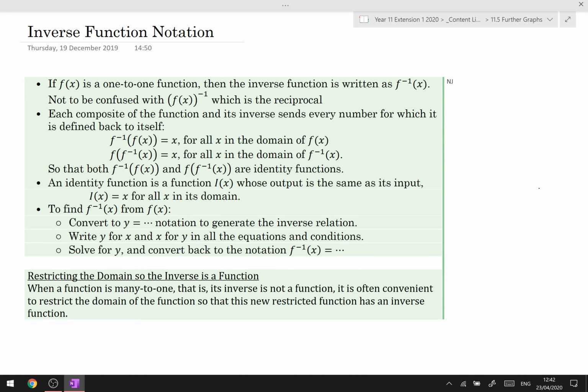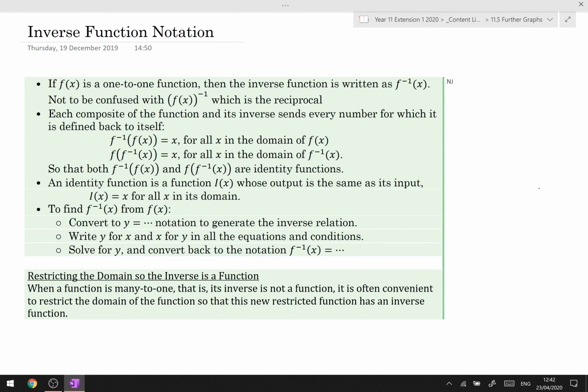Each composite of the function and its inverse sends every number for which it is defined back to itself. So f of negative 1 of f of x is equal to x, because the number that you put in brings it back out again. And f of f of negative 1 of x is also equal to x. The domain for the first one is just the original function, and the domain for the second one is just the original function as well.